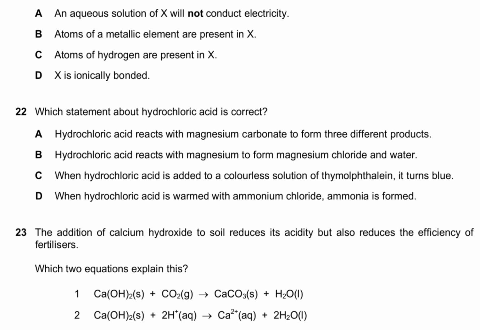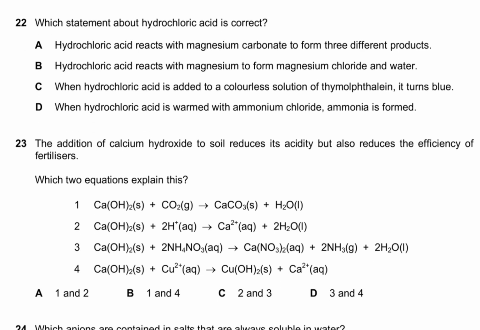When hydrochloric acid is added to a colorless solution, it turns blue. No, it's not. When hydrochloric acid is warmed with ammonium chloride, ammonia is formed, where the chlorine is gone. Okay, so only the A option is the correct one.